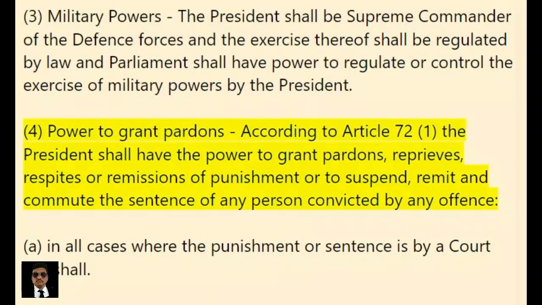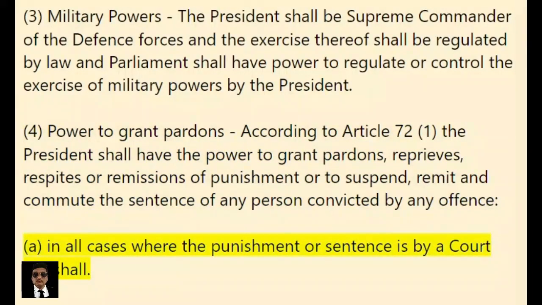4. Power to grant pardons. According to Article 72(1), the President shall have the power to grant pardons, reprieves, respites or remissions of punishment, or to suspend, remit and commute the sentence of any person convicted of any offence.